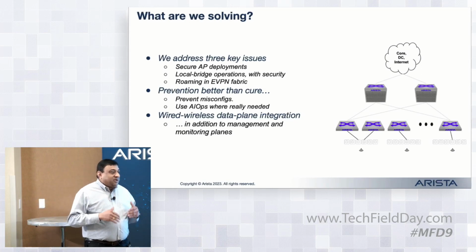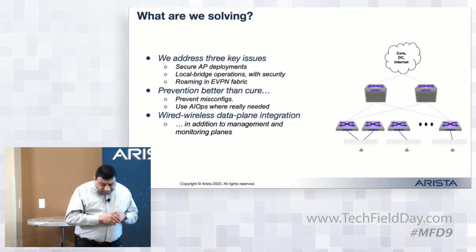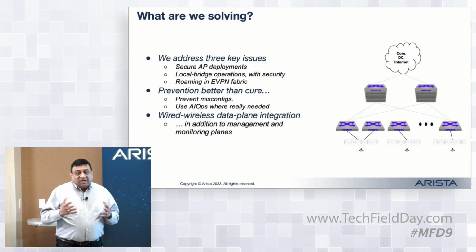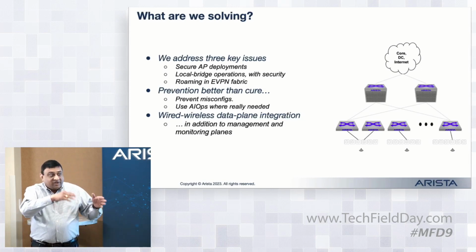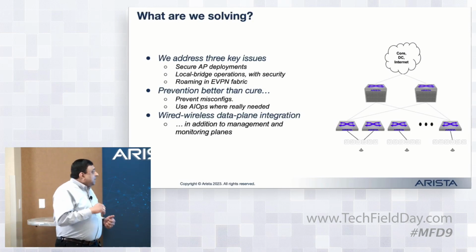There is a problem there, because fundamentally it takes a long time to propagate the MAC address changes when a client moves from one AP to another AP. How far can we propagate those changes so that the data traffic convergence happens? We're addressing that problem here also.